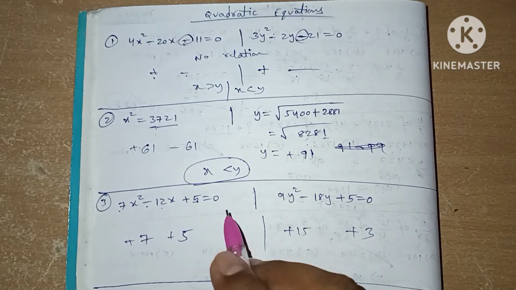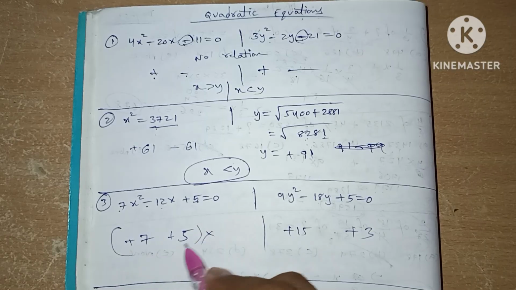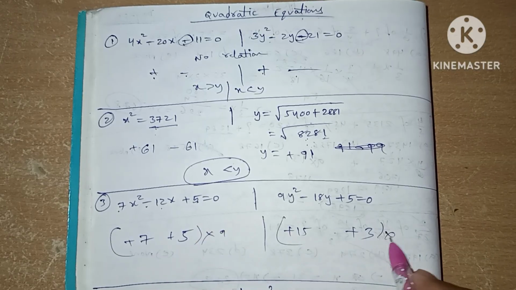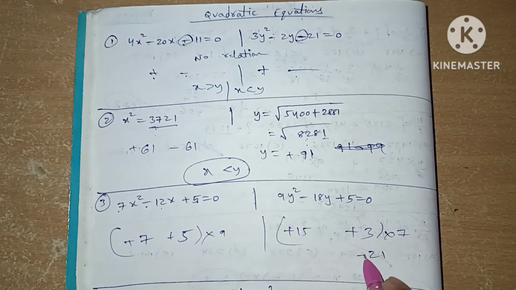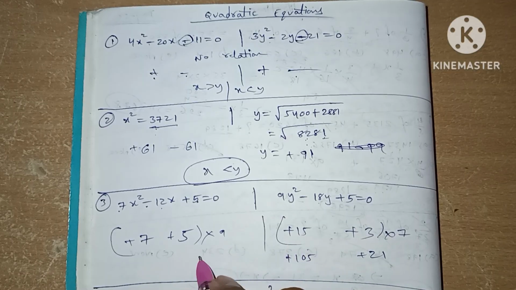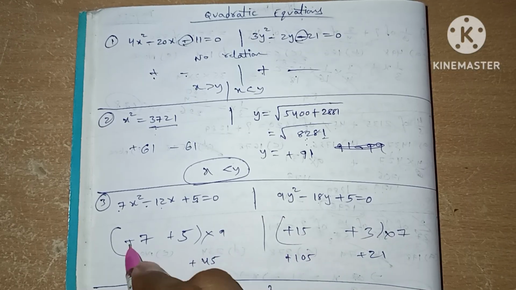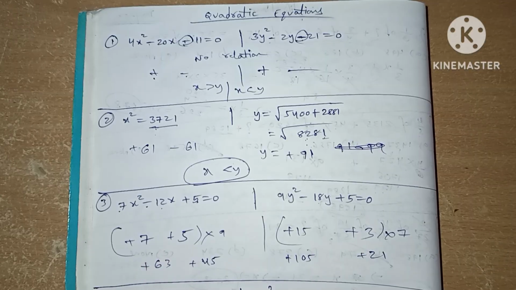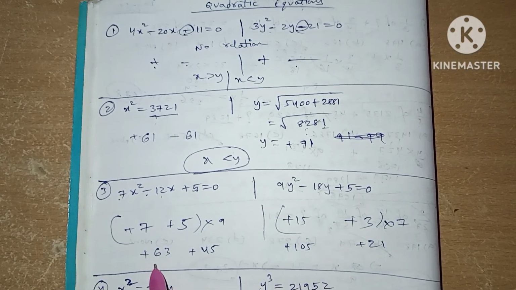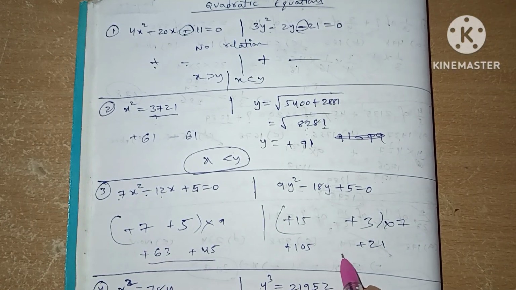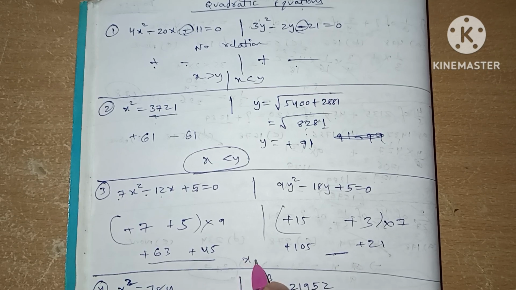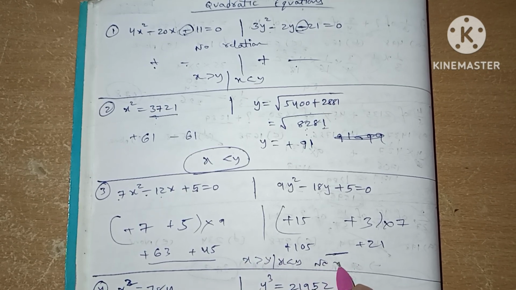Okay, here to make the base equal, we need to multiply this with 9, this with 7. 7 3 times 21, 7 15 times 105. 9 5 times 45. 7 9 times 63. Now by comparing these two, it is clear that these two numbers come in between these two. So x greater than y and x lesser than y come here. There is no relation between these two equations.